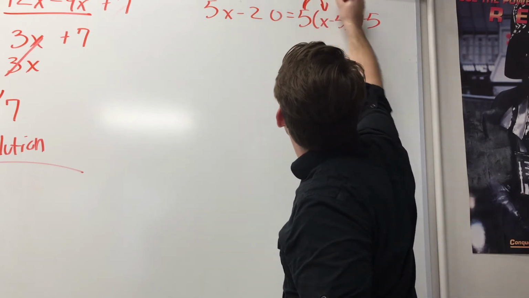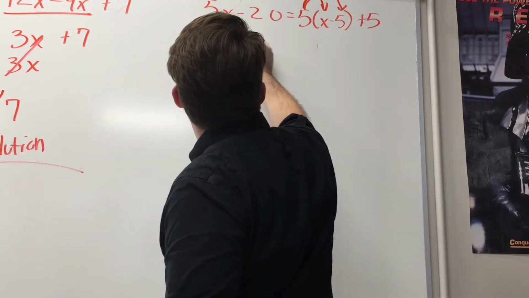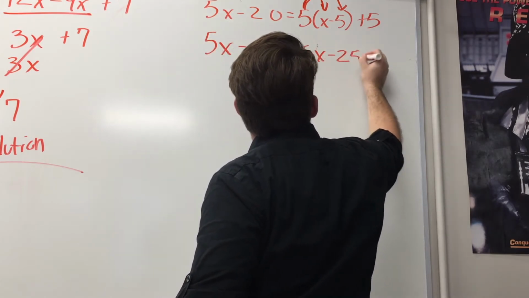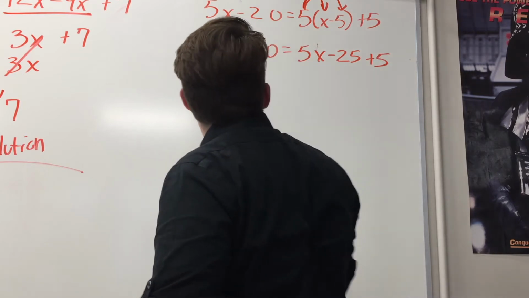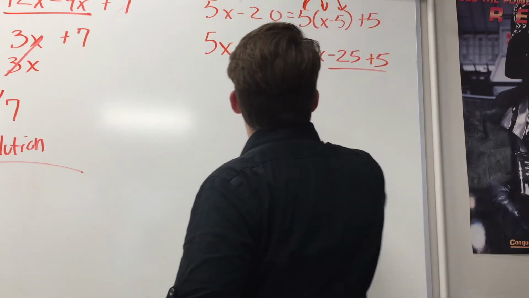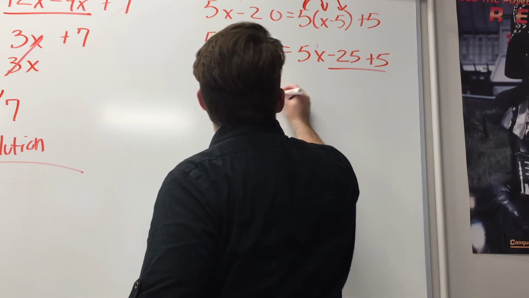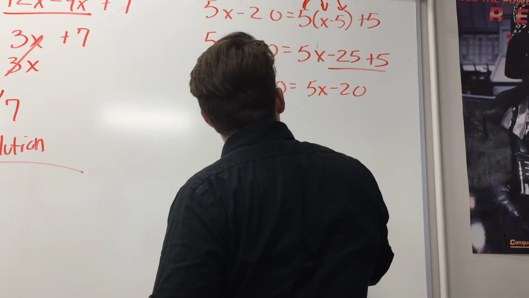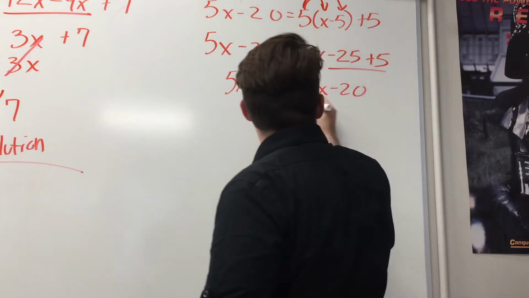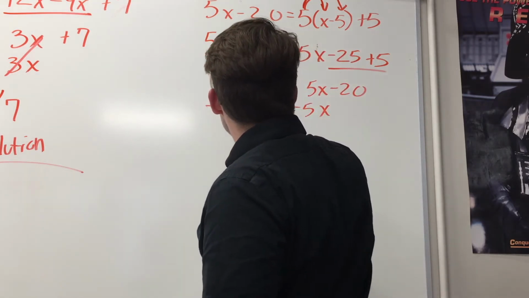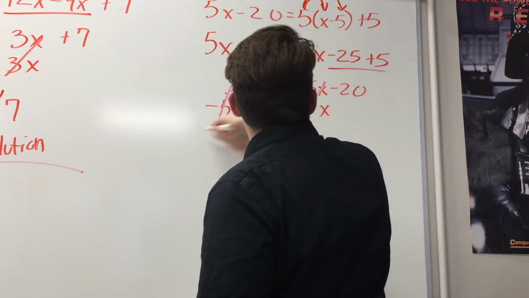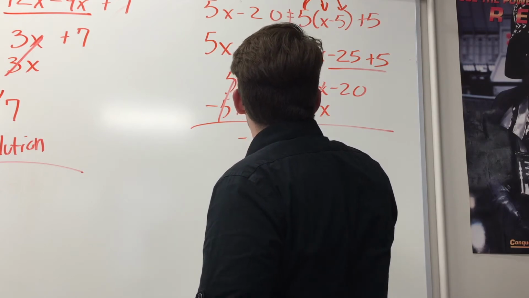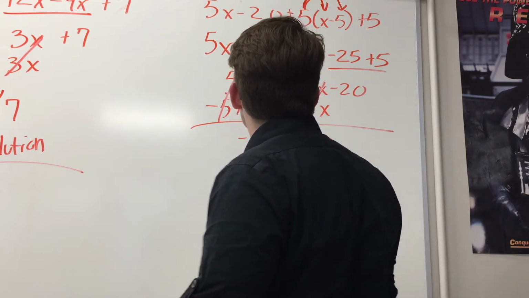We can distribute here. I get 5x minus 20 equals 5x minus 25 plus 5. Combine some like terms here. I get 5x minus 20 equals 5x minus 20. Interesting. Let's keep going here. Subtract 5x from both sides to reduce that. I'm left with negative 20 equals negative 20.